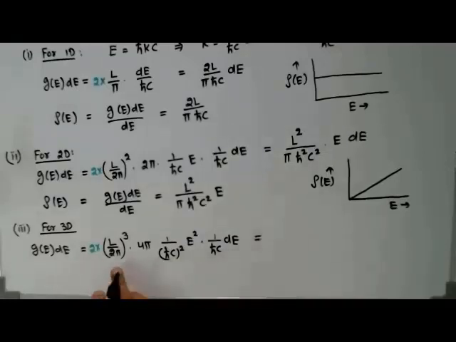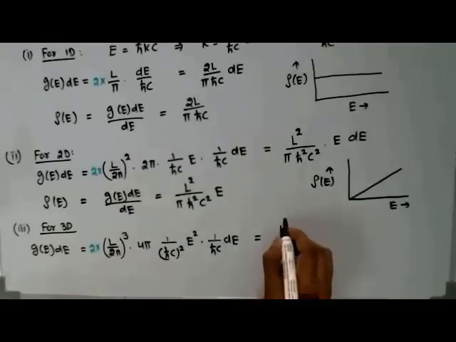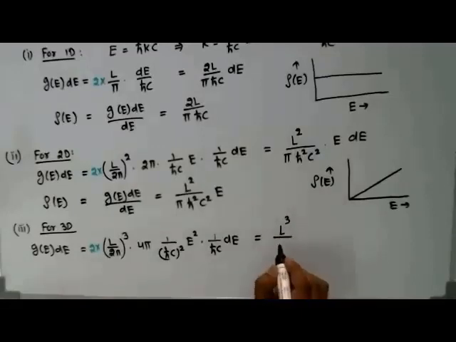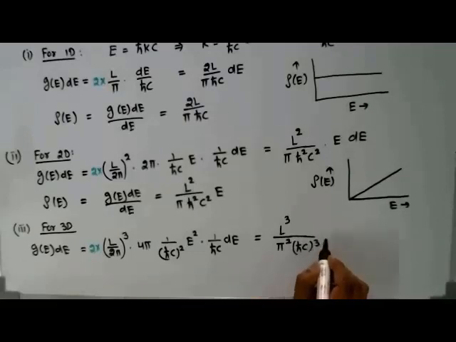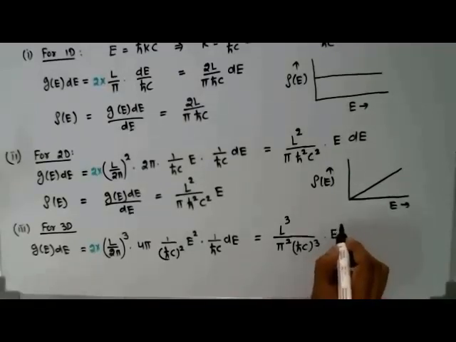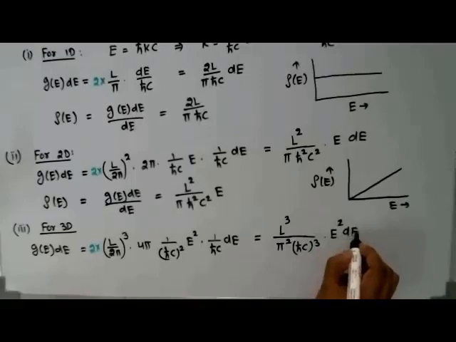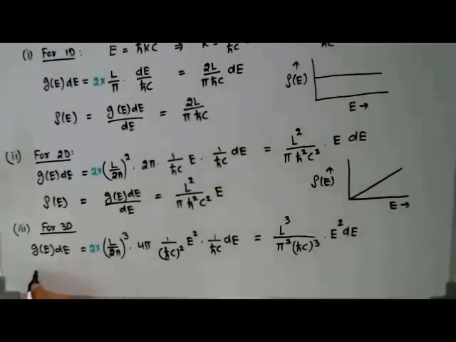And this quantity becomes 8 pi cube into 4 pi into 8 pi, so that becomes simply L cube divided by pi square. And here you're going to have h cross c whole cube, and that becomes E square times dE, and the density of state.